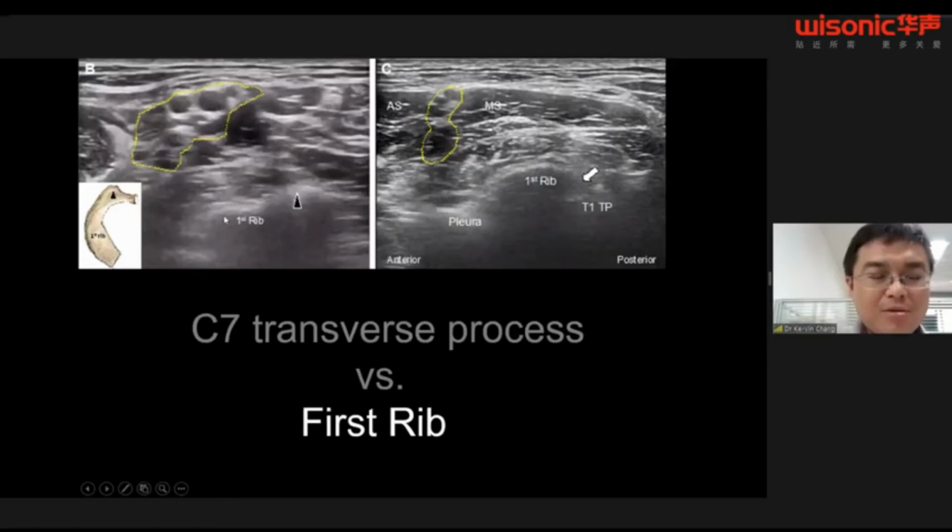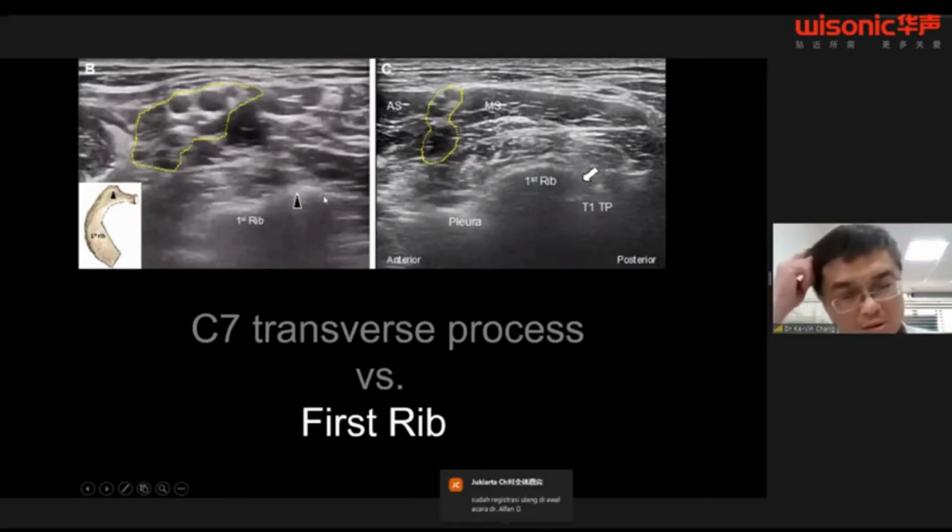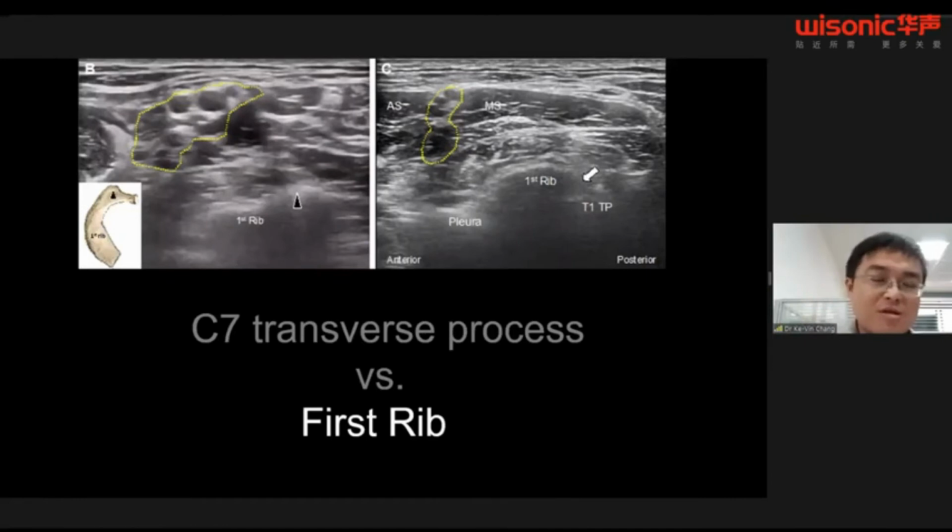So as you can see in this case, actually we are placing our transducer at the C7 level. But you can find in this case, it has a rudimentary anterior tubercle of the C7. So in this case, this is the C7 level, not the C6.